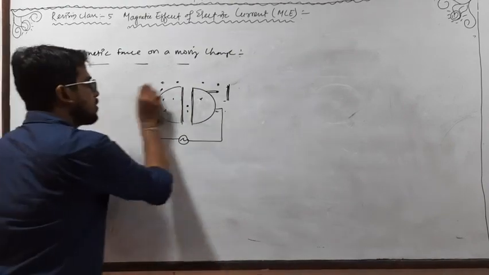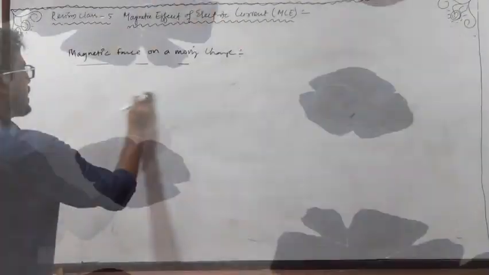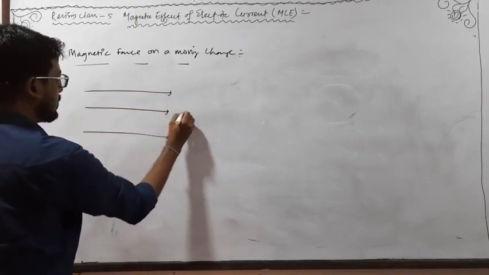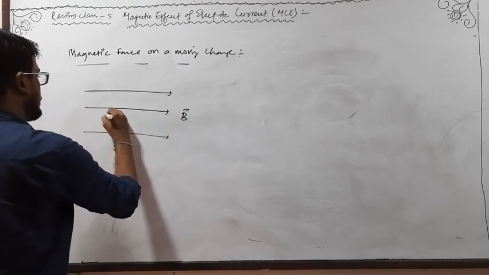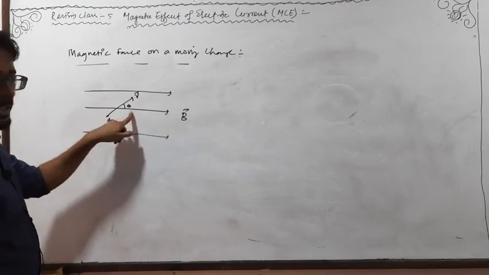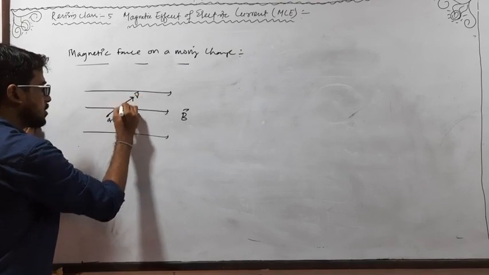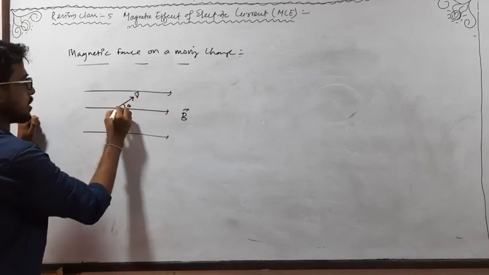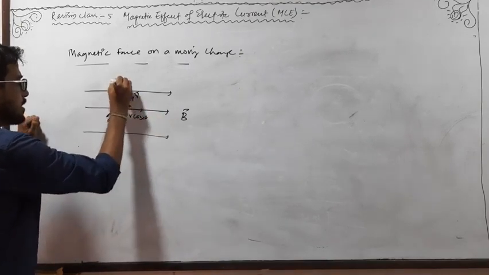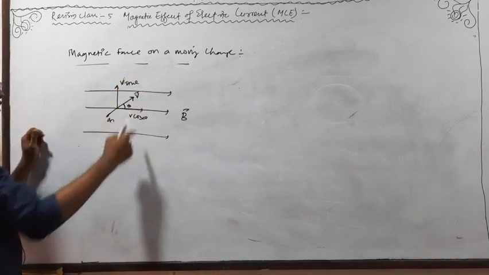Okay, so next, if the charged particle is moving at an angle theta, that means there is an angle theta between the magnetic field and the velocity, like this. If here is the magnetic field strength B and a charge q is moving along this direction with velocity v, and the angle between B and v is theta, then for this case what will be the expression? As this charge is moving along this direction and theta is the angle between B and v, the velocity has two components, one is v cos theta along B and another one is v sin theta, which is perpendicular to the direction of B.